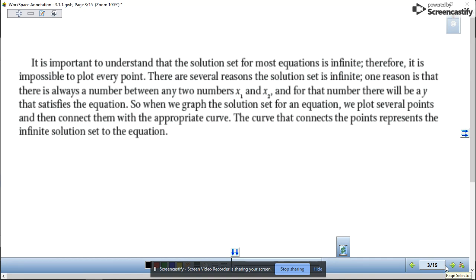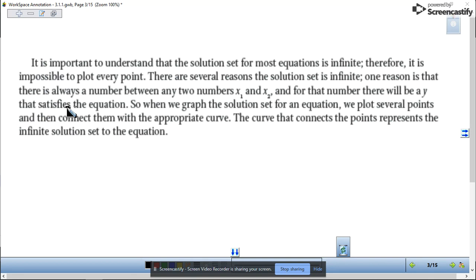It is important to understand that the solution set for most equations is infinite. In other words, there are thousands, millions, an infinite number of possibilities that will make it true. It's impossible to plot all of them. There are several reasons that the solution set is infinite. One is that there's always a number between any two numbers, which will give a y value that is true. In other words, there's an infinite number of points that can satisfy the equation. When we graph that solution set, we're going to plot several points and connect them with the appropriate curve.